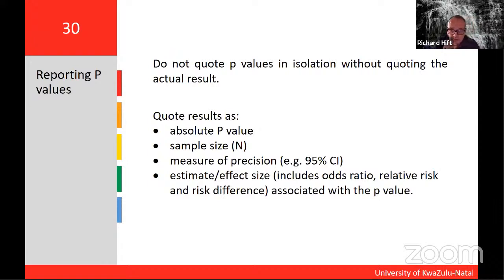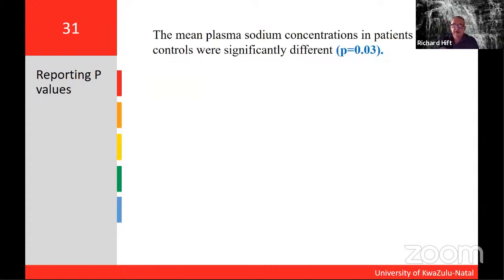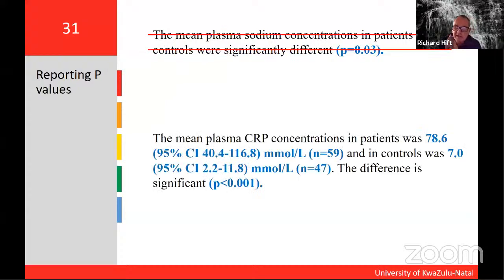This is a direct quote from their instructions. Do not quote p-values in isolation without quoting the result. Quote the p-value, the sample size, the measure of precision, which is the 95% confidence interval, and in some cases, effect size. So you see, that statement is really not good enough. Out it goes. We should have been writing something like this.